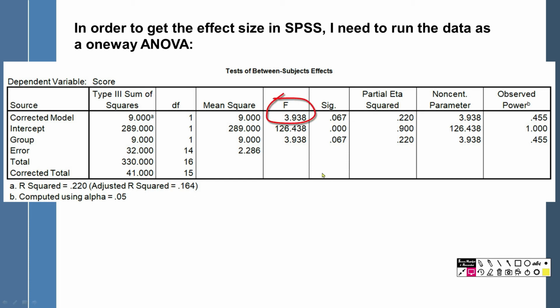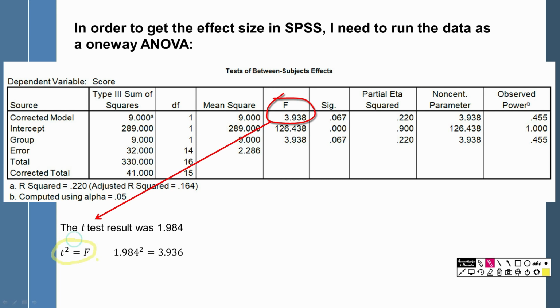So here's my F-test. And if I take that F-test and I take the square root, it'll give me t. You can see that if I take the original t-test value, which was 1.984, and I square that value, it gives me the same thing here as my F-test. So the t-test and the F-test really are equivalent in the two-group situation. If you have more than two groups, then you can't do a t-test on it. So this relationship doesn't work with more than two groups. But if you have two groups, it does work, and the relationship would be t squared equals F, or the square root of F equals t.